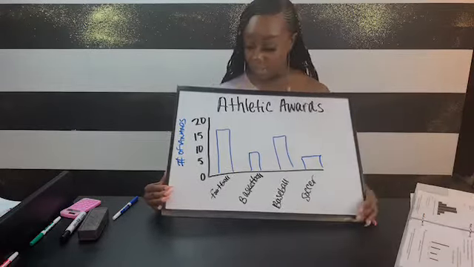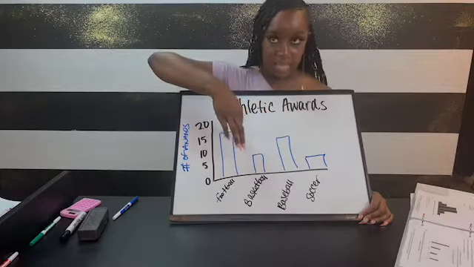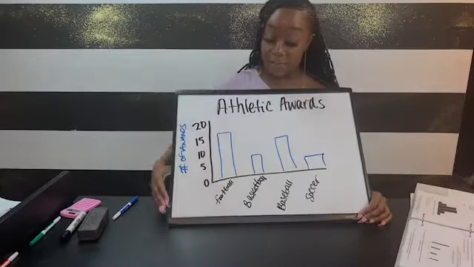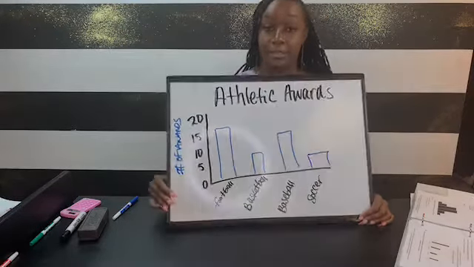So this graph is going to display athletic awards, and they wrote the awards down based on the different types of sports. And this axis, our y-axis, is going to display the number of awards that were given to each type of sport. Now, sometimes they may give you a graph, right? And the graph doesn't have any actual data values on it, right?